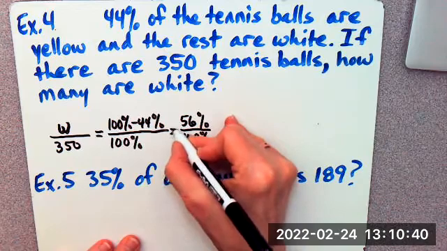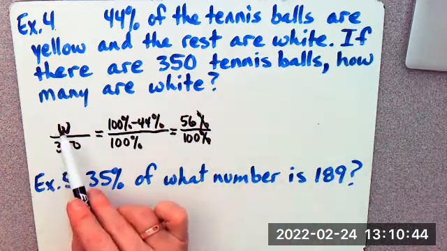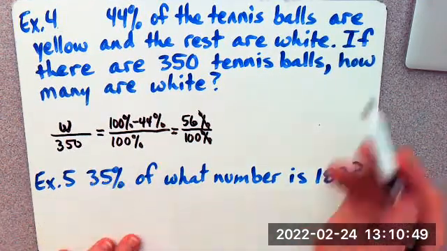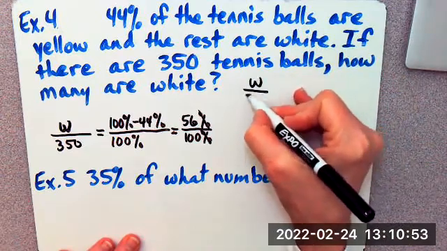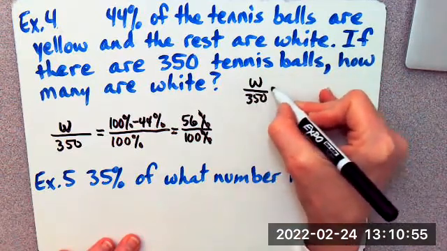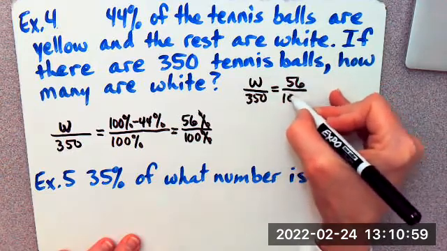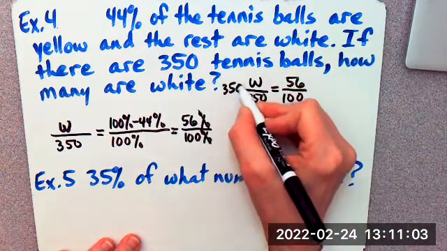Okay, the percents are top and bottom, so they're canceled. So we're just looking for items, which are white tennis balls. So let's rewrite this in a nice, neat way. So we have white tennis balls over 350 equals 56 over 100. So this time we might have more trouble canceling, but let's see what we can find.